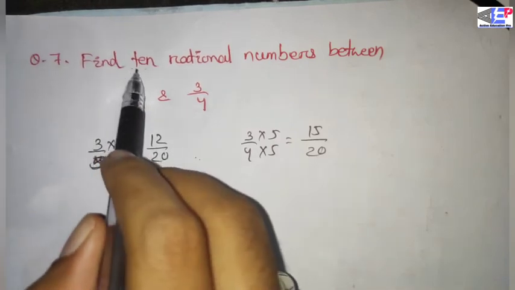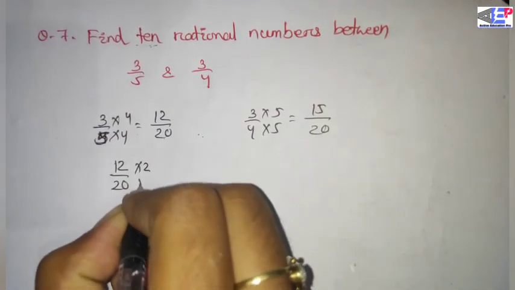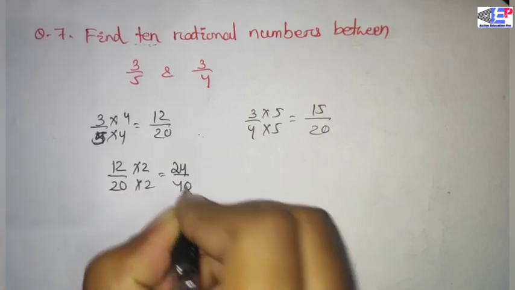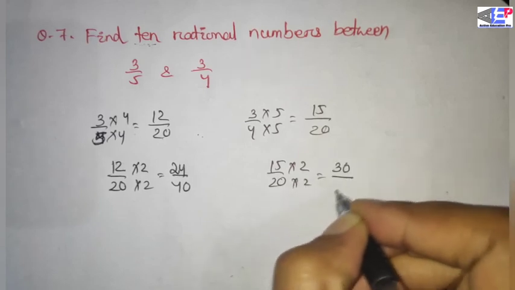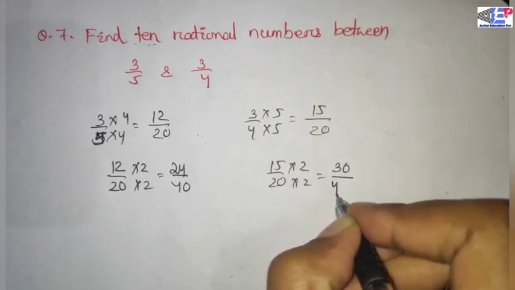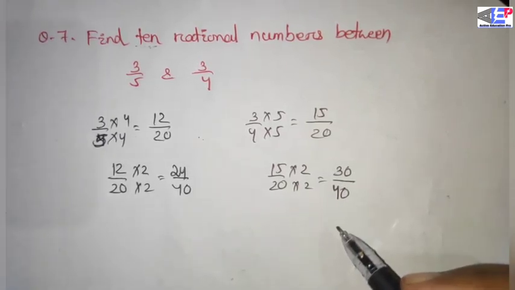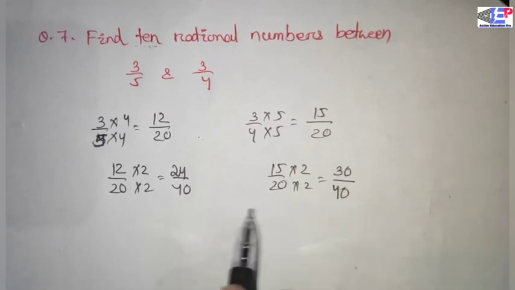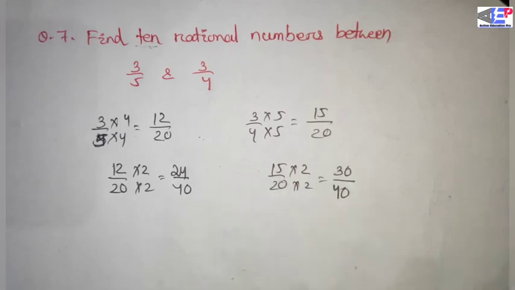But you need to find 10 rational numbers. So again multiply with 2. 12 by 20 into 2 will become 24 by 40, and 15 by 20 will become 30 by 40. Again see here, 24 by 40, 30 by 40. Between these two numbers, there are only 5 numbers: 25, 26, 27, 28, 29 upon 40. Okay, but here you need to find 10 rational numbers. So in this case, again multiply with 2.